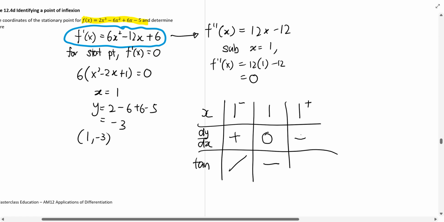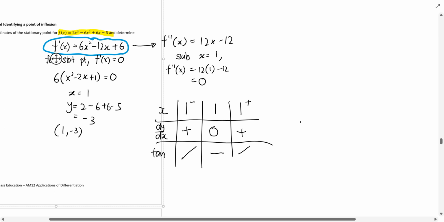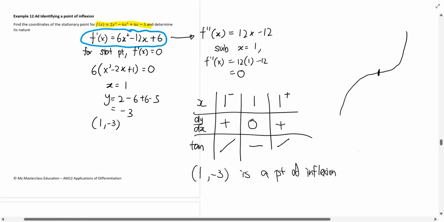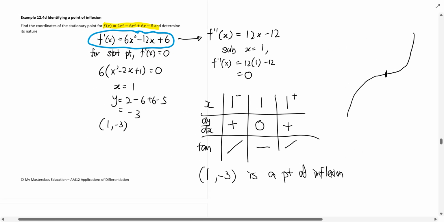This means that it's a flat-up kind of graph. It looks like this. It will be stationary for a while over here. So I can say that (1, -3) is a point of inflection. Actually, 80% of the time when you get second derivative equals 0, it will be a point of inflection. But of course, you need to show using your first derivative how you arrive at the point of inflection.